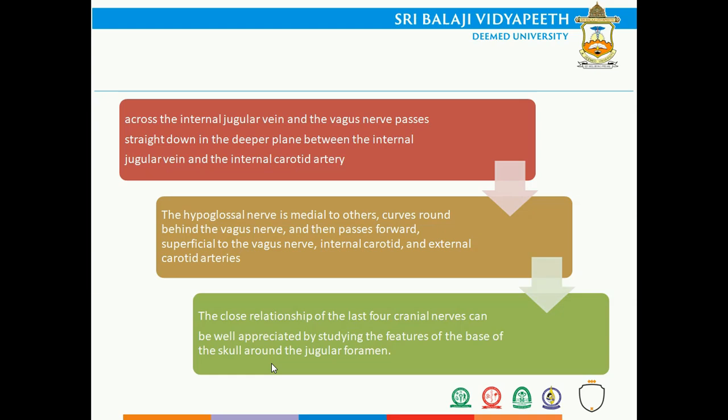It crosses the internal jugular vein and the vagus nerve. Along with the vagus nerve, it passes down in the deeper planes between the internal jugular vein and the internal carotid artery.